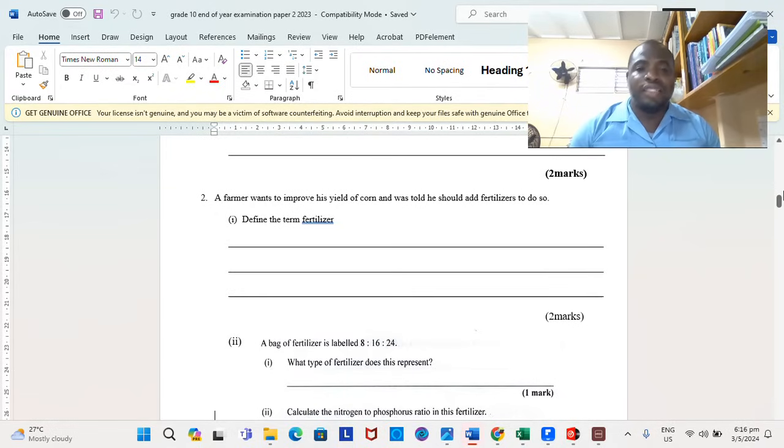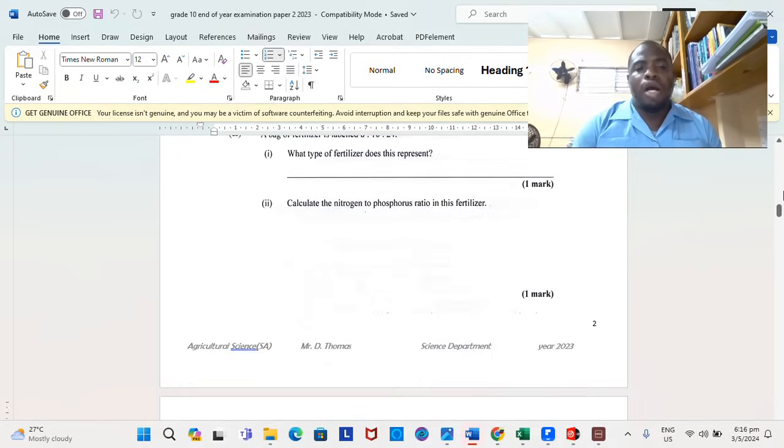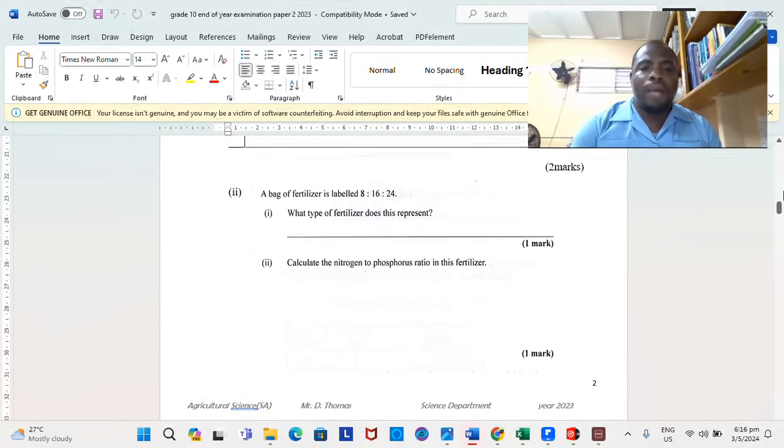Inorganic is man-made, synthesized by man. The urea, the sulfate of ammonia, complete fertilizers, incomplete, and also straight fertilizers are inorganic, and they are added to the soil to release one or more nutrients. Now, on a bag of fertilizer, we see the label 8:16:24. This is actually a ratio.